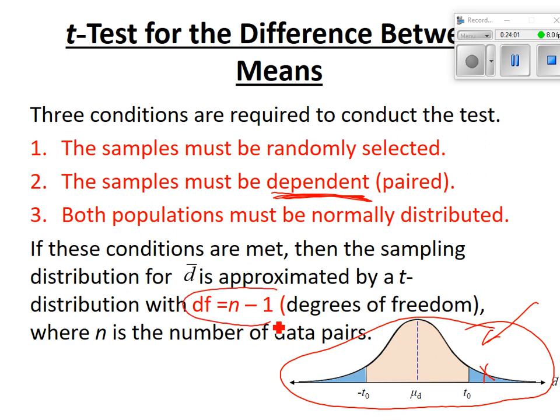Degrees of freedom. Degrees of freedom is just n minus 1. That's not too difficult because in this case, both the n's have to be the same. You don't have to worry about n1 and n2 because they got to be the same. Otherwise, they won't be dependent. They won't be matched up. So when you go to find your degrees of freedom, it's just n minus 1, whatever n happens to be for both samples.